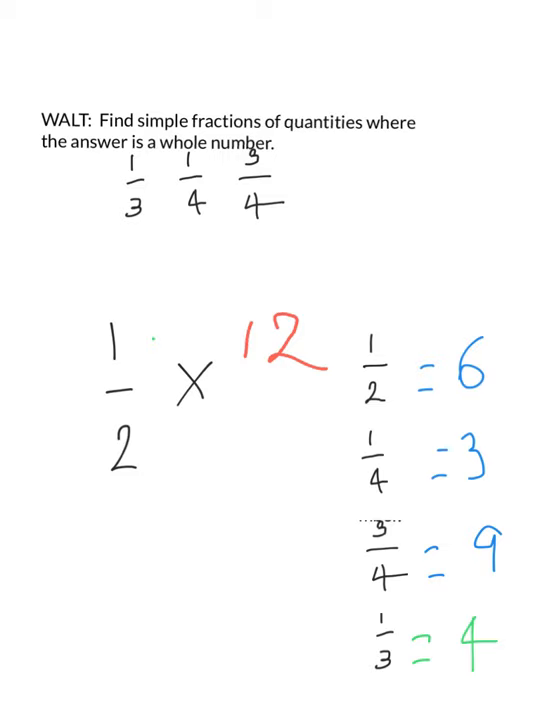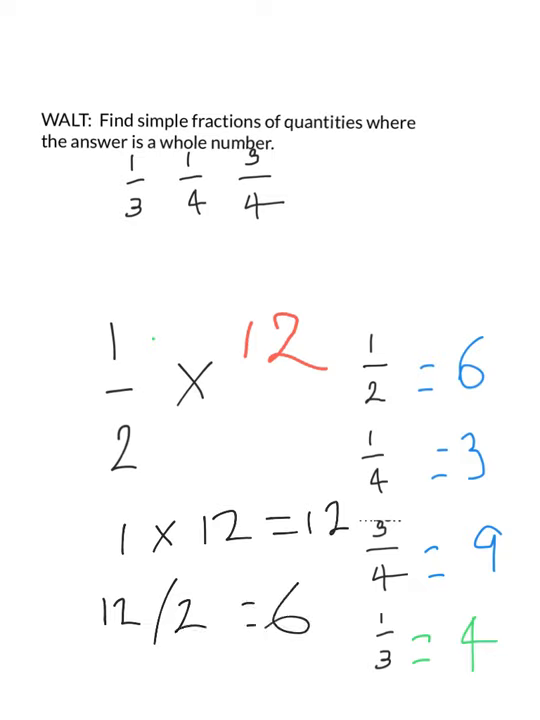So I'm going to do 1 multiplied by 12, and then I'm going to divide that by 2. Almost like a BIDMAS equation. So when I do 1 multiplied by 12, that gives me 12. Makes sense. And then I'm going to do 12 divided by 2. 12 divided by 2, we already know, is 6.